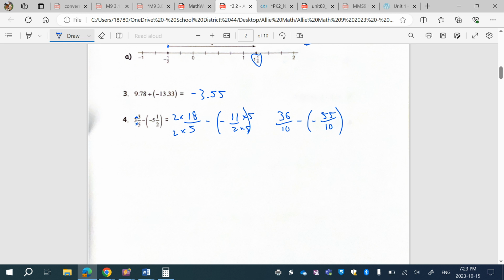And remember, when we are subtracting a negative, it's like adding a positive. So we've got 36. If we were thinking our person is looking towards the negative over here, but then they're going to jump backwards. So they're going to end up actually going into more positive territory. So we can go 36 plus 55, which is going to give us, I think, 91 over 10. And then we can convert that to a mixed number. 10 goes into 91 9 times with 1 over 10 left over.